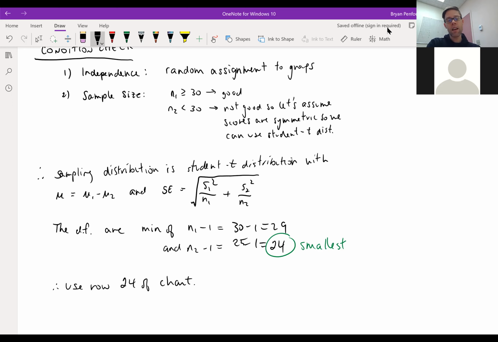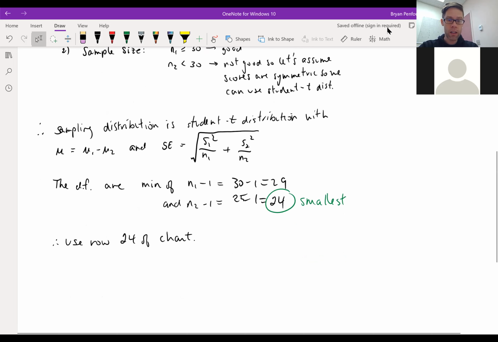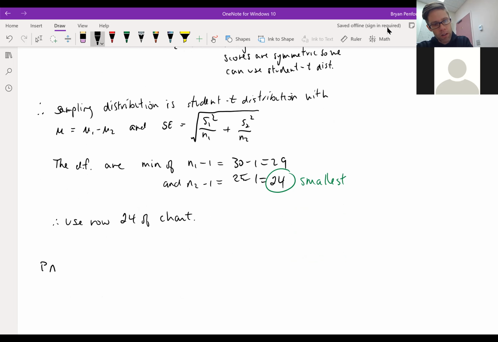Okay, so that's the basic setup. So the condition check is not that much different from a single mean. We just have to check each of those two subgroups separately. So with that said, let's go ahead and try to set up a confidence interval. And we're going to try to interpret that confidence interval with respect to whether or not we think there's a difference between these two groups or not. So let's do part 1, which is a 95% confidence interval.